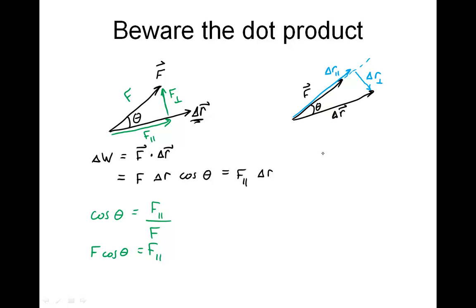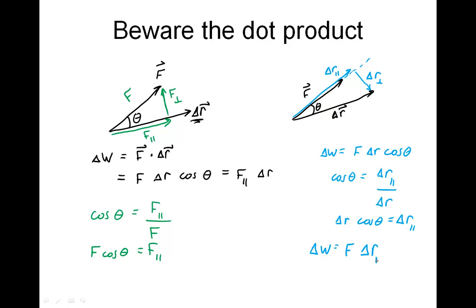In this case then, delta W is still equal to F delta r cosine theta, but the cosine of theta equals delta r parallel divided by delta r. And so delta r cosine theta equals delta r parallel. And so the work done is equal to the force times the component of the displacement parallel to the force. So sometimes it's going to be easier to calculate the component of the displacement, and sometimes it's going to be easier to calculate the component of the force. And we'll see some of that yet before this is all said and done.